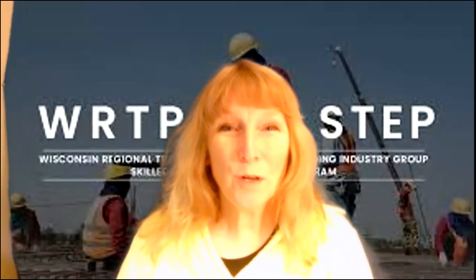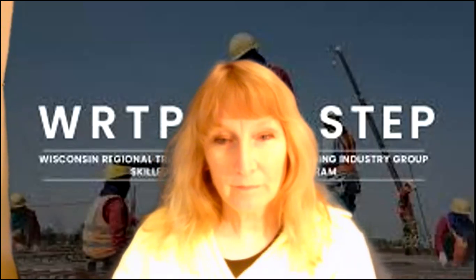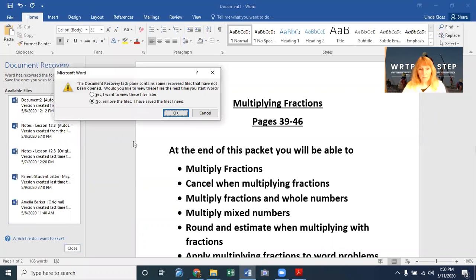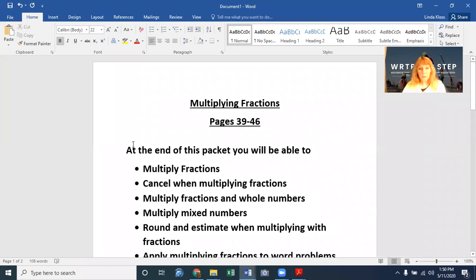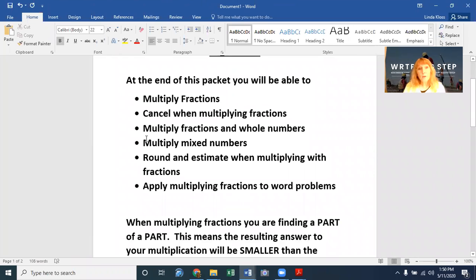Hello, this lesson is going to be on multiplying fractions, and let's take a look at what we're going to be learning today. So today we are going to be learning about multiplying fractions. At the end of this packet, you will be able to multiply fractions, cancel when multiplying fractions, multiply fractions and whole numbers, multiply mixed numbers, round and estimate when multiplying with fractions, and then finally be able to apply your multiplication skills with word problems and fractions.